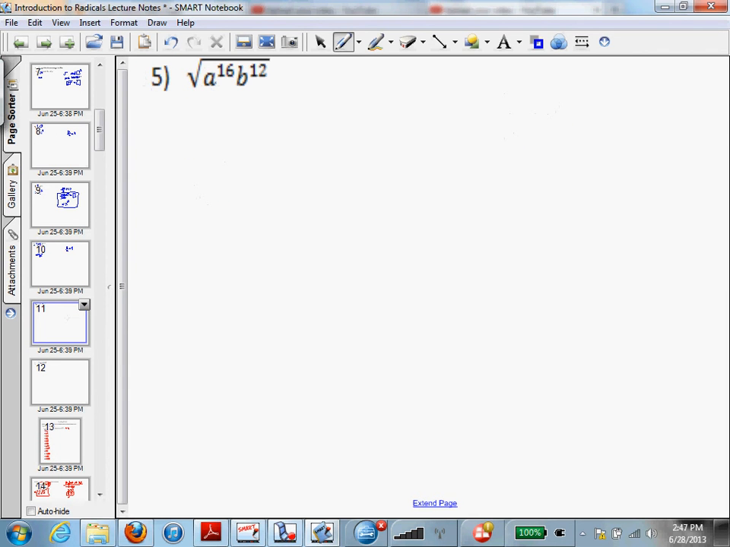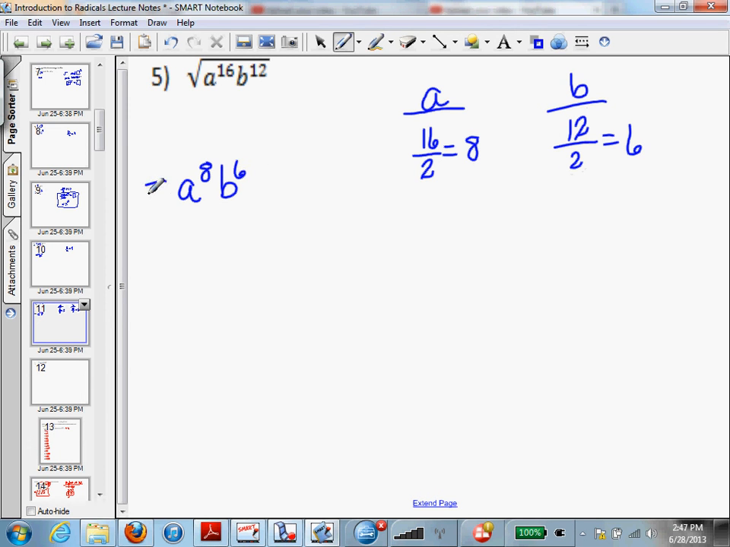With example 5, we have the square root of a to the 16th power times b to the 12th power. So for a, let's take our power, which is 16, and divide it by our index of 2. So when we do that, we get 8. So we can pull a out with the power of 8. For b, we take our exponent of 12 and divide it by the index of 2, and we get 6. So we know we have b with the power of 6.